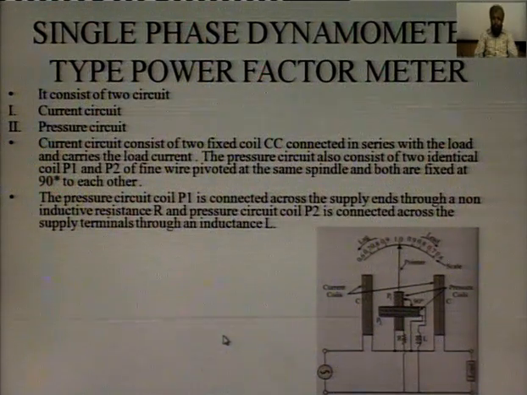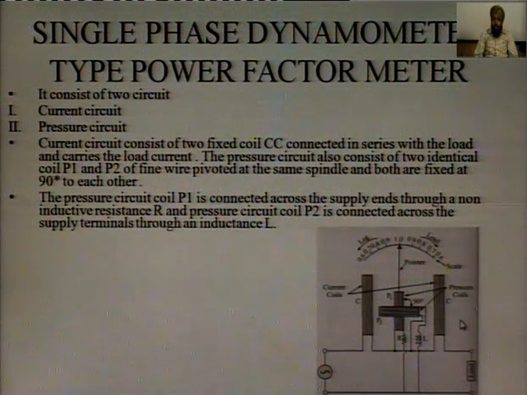Single phase dynamometer type power factor meter. It consists of two circuits: current circuit CC and pressure circuit P1 and P2. The current circuit consists of two fixed coils CC connected in series with the load and carries the load current.